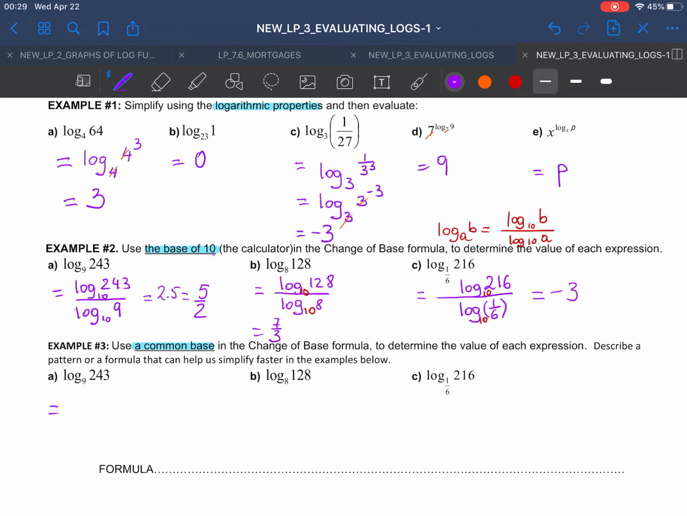Log base 9 of 243 is equal to log. Now I'm thinking of what can be the base of an exponential number that gives 9, or the base of an exponential number that gives 243. So I know that I'm going to write it in change of base formula, so I go log over log. So I would say, well, number 9 is 3 squared, so I'll give it a base 3.